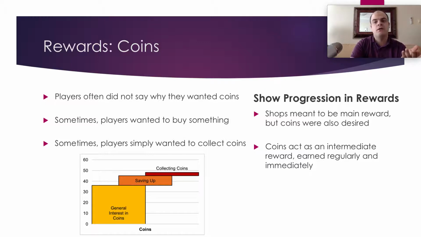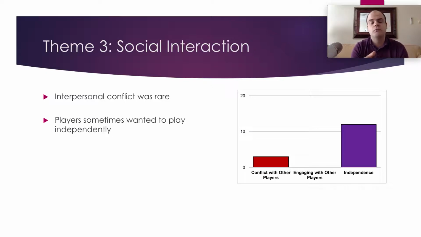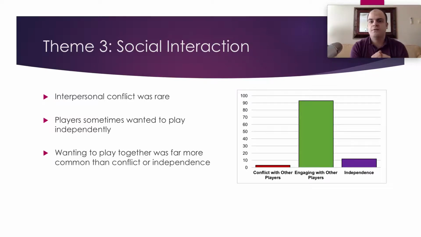And our final theme, social interaction. Interpersonal conflict was quite rare. It was observed only 3 times in total in the form of some unfriendly competitions. Occasionally, players wanted to play alone rather than socially. This is fine, certainly an improvement over conflict, but most of the time, they wanted to play with other players. They were deliberately playing socially about 6 times as common as the others combined. So, like before, the simple answer is yes, players were eager to play together if given the opportunity.